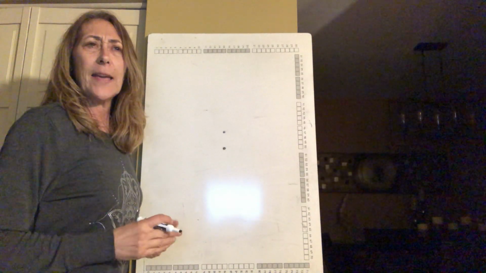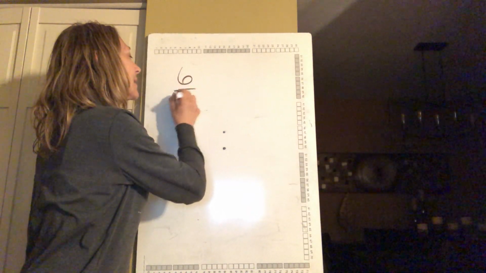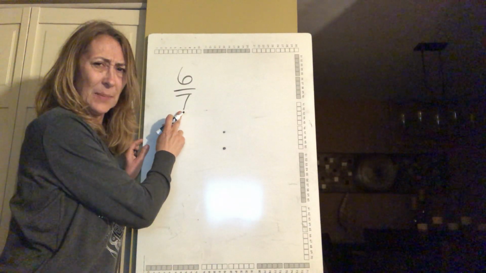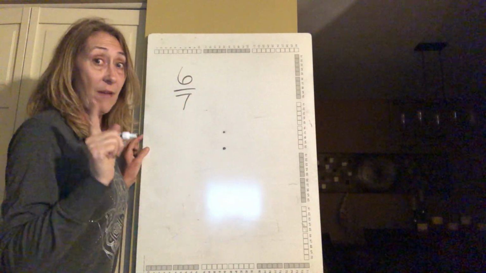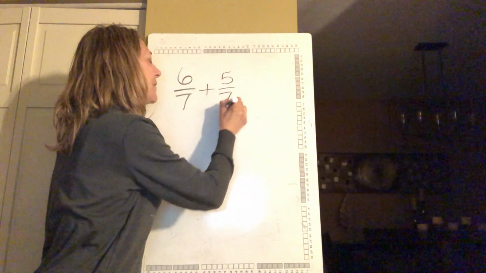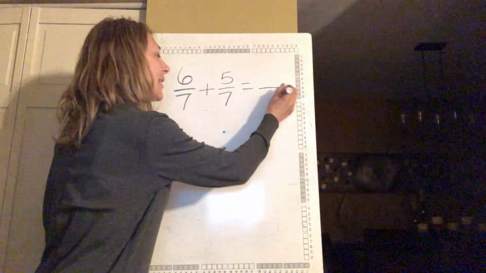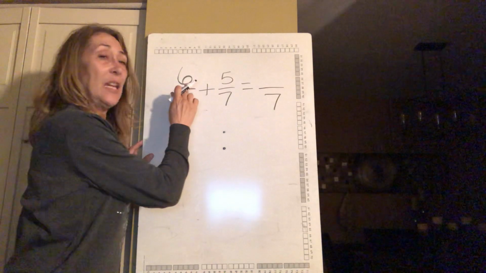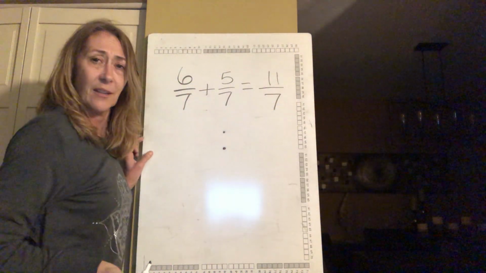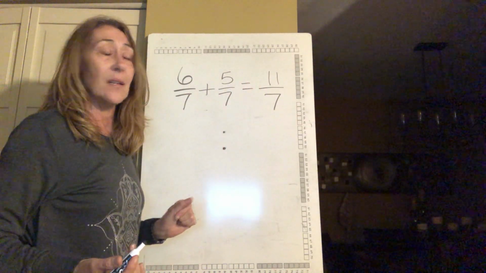Oh, let's try sevenths. Let's go 6/7. That means my denominator is 7. I need 7 pieces to make a whole, and I have 6 of them. I've almost got enough right there. Plus 5/7. Denominator tells me the size pieces. They're sevenths. How many in my numerators? 6 plus 5 are 11. I need 7 pieces for the whole, and I have 11.